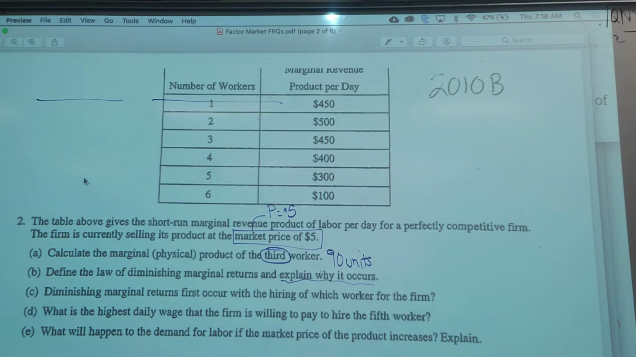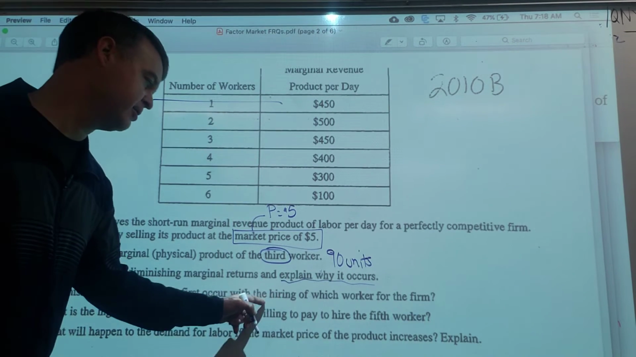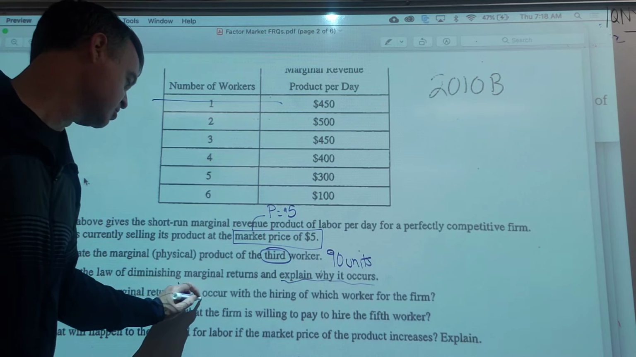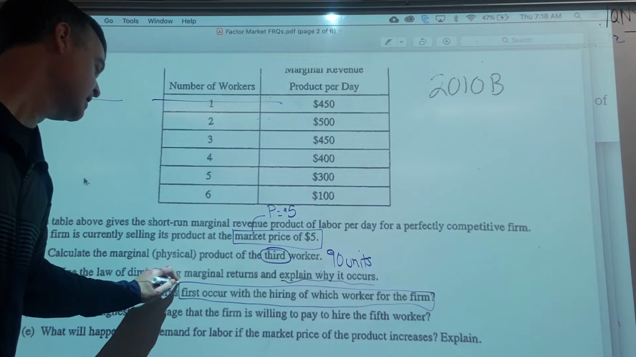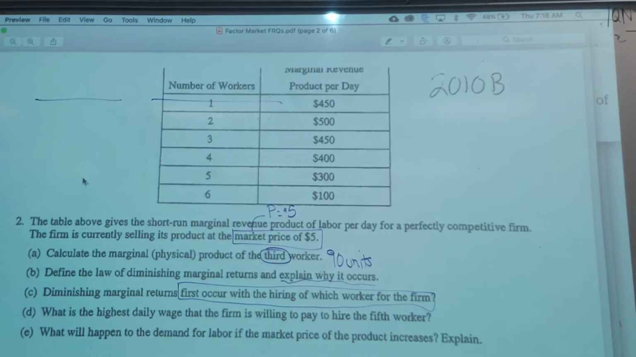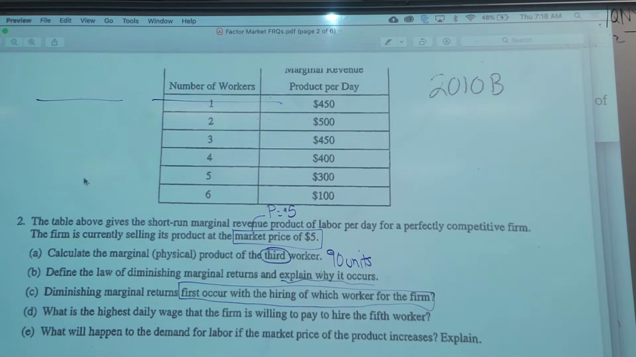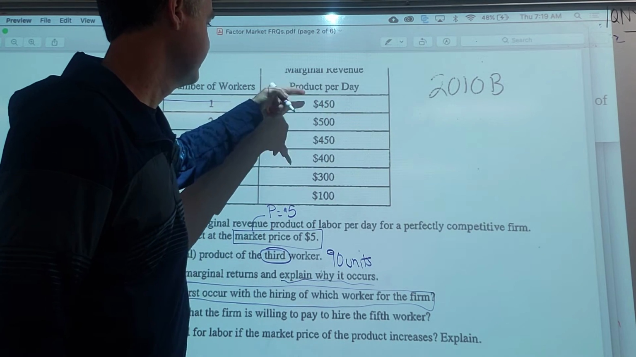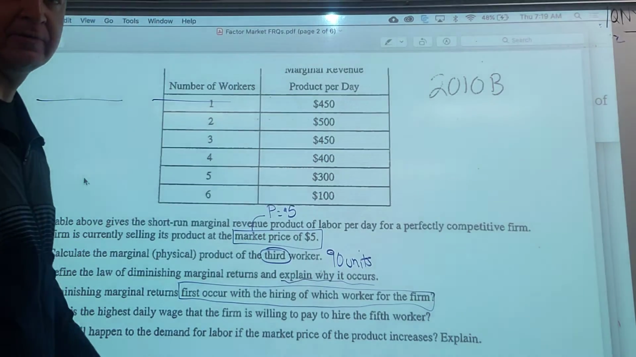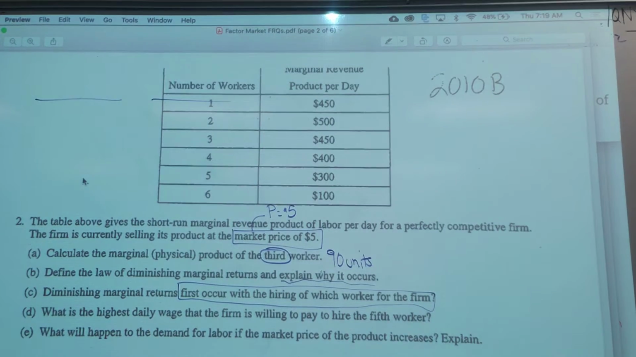C, diminishing marginal returns first occurs with the hiring of which worker for the firm? So not after the hiring, but when I hire which worker do I see this first happening? Well, you can leave the dollars up here. You really don't even need the marginal physical product, okay?